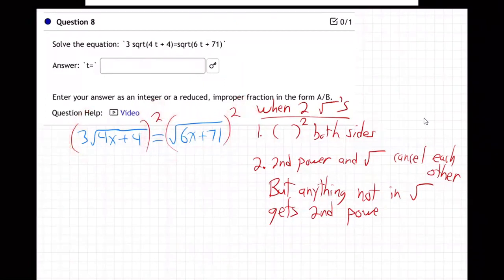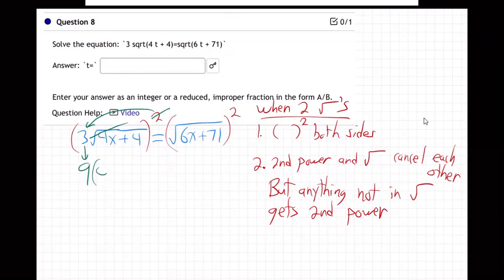Okay, but then here's what happens. The second power and the roots cancel each other, but anything not in the root gets the second power. Let me finish that up. So what am I talking about? Well, one more time here. Let me be clear on this. This 2 cancels this root, but the 3 is not in the root. So he's not protected. He gets squared to become 9.